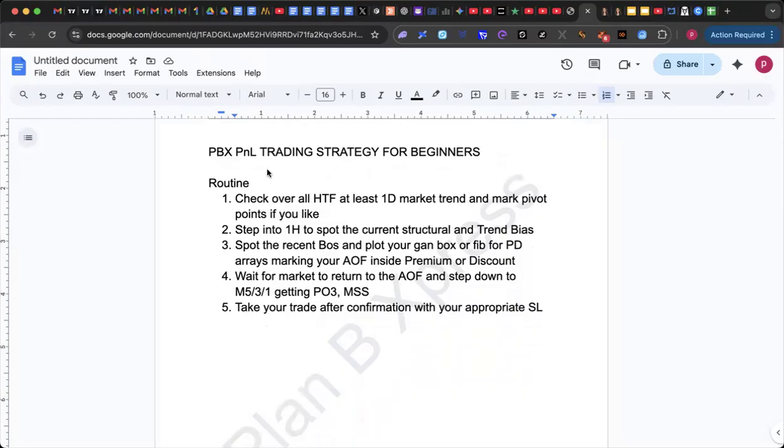Now, of course, Plan B Express PnL trading strategy for beginners. This is just to give you a little word that will not disturb you. Of course, you need to have an idea about the fundamentals, what's happening, the trend in the market. I mean, economic news. You will need to have an idea.